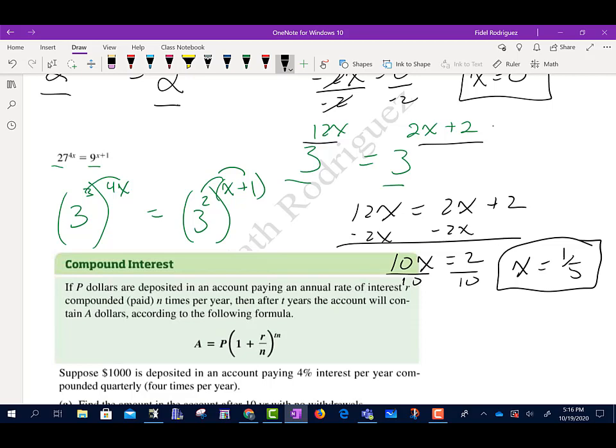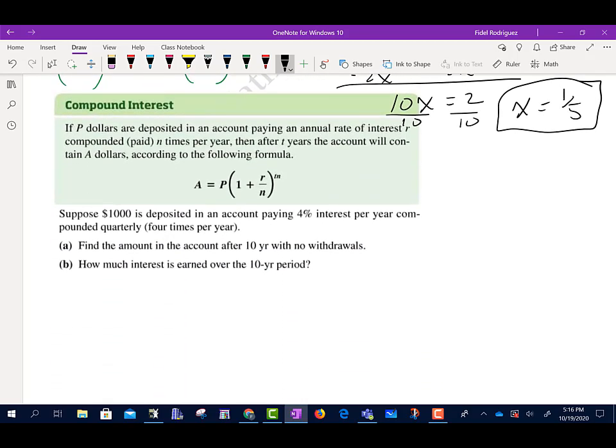The next part of 4.2 is compound interest. It says if P dollars are deposited into an account at an annual rate of interest of R, compounded, which means paid n times per year, then after T years, the account will contain A dollars according to the following formula. Okay, so here's my compound interest formula.